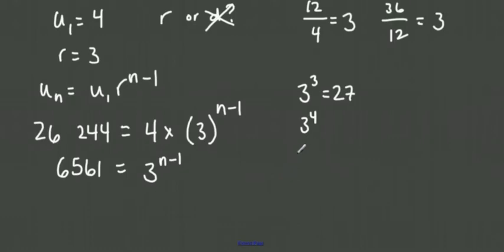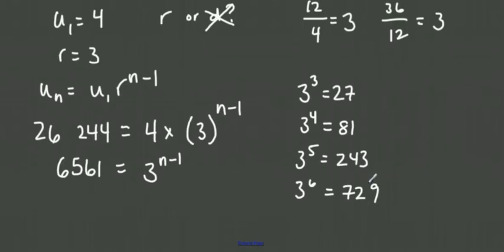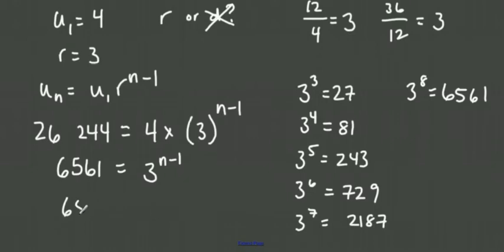27 times 3 is 81. And 81 times 3 is 243. And then to the 6th power is 729. And to the 7th power, it's 2,187. We're getting close. And there we go. 3 to the 8 is 6,561. So there's my answer, that 6,561 is equal to 3 to the 8.